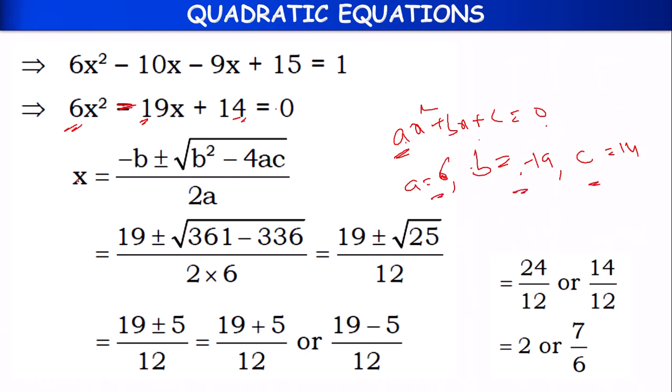After that, how to find roots of a quadratic equation, which is in the form of ax square plus bx plus c? The formula is minus b plus or minus root of b square minus 4ac by 2a. We just have to substitute the values and simplify. Under root, we will get 25. After simplification, root of 25 is 5. 19 plus 5, one time we can take plus 5 for one root. For another root, we can take 19 minus 5. That is 24 by 12 or 14 by 12, which is 2 or 7 by 6.